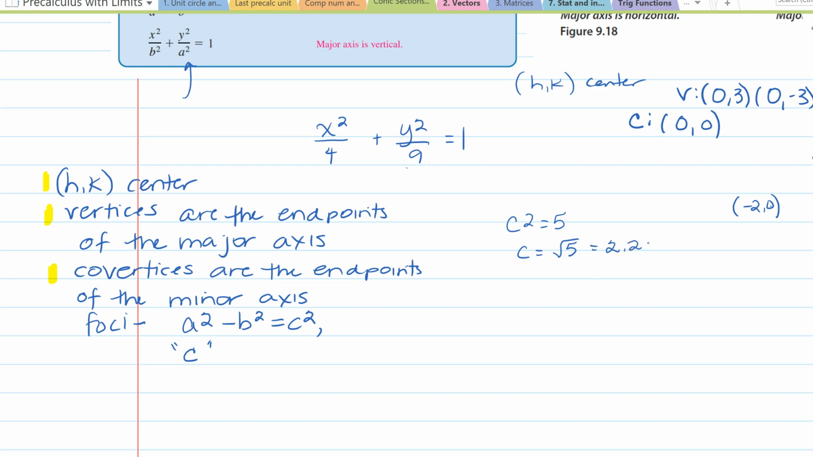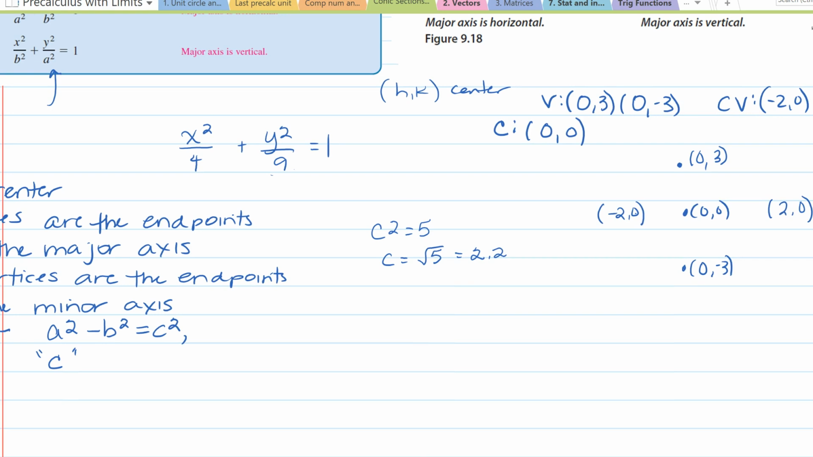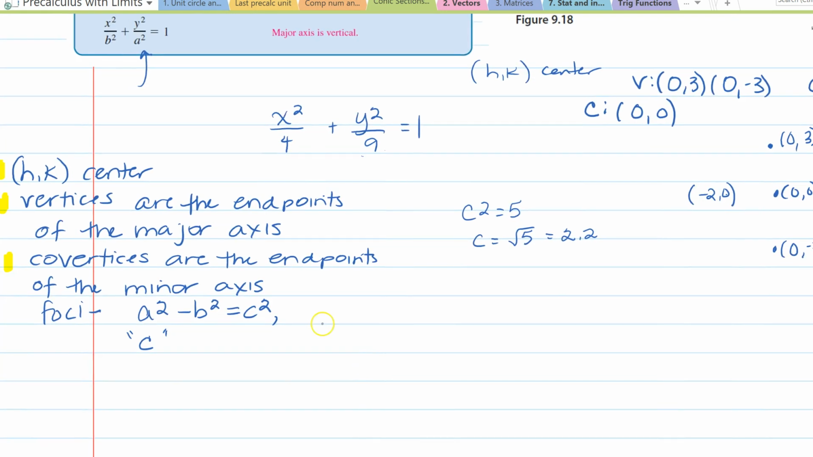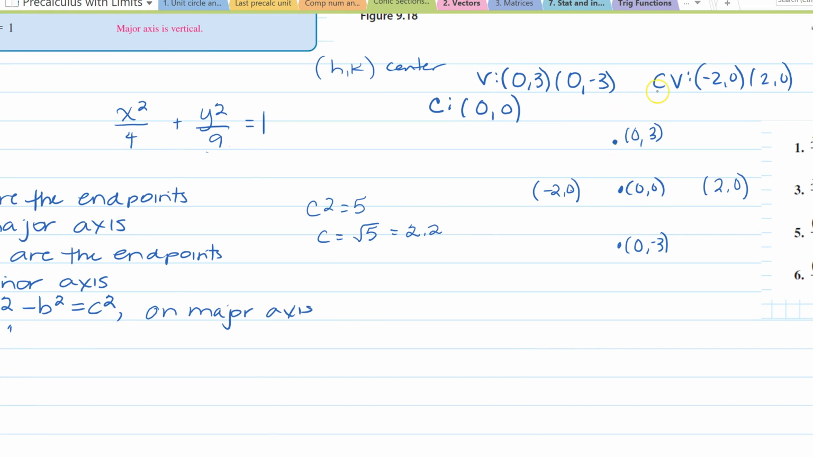Okay? So here's what you do with the foci. The foci is going to be on the major axis. And it's actually going to be between the vertex and the center. So from the center, staying on that major axis, you're going to go up 2.2. I'm going to do this in a different color. So it's still on the 0, but it's 2.2, and then down 0, negative 2.2. So there's my foci, 0, 2.2, 0, negative 2.2.